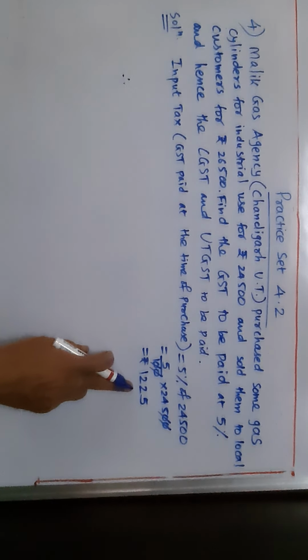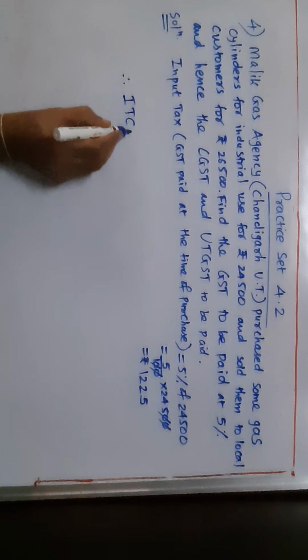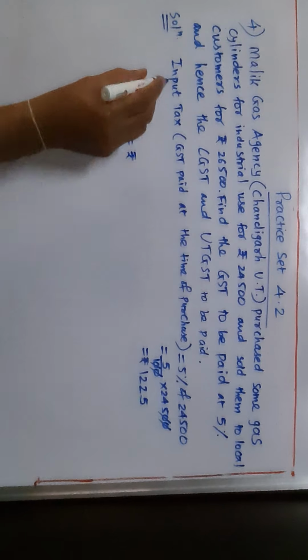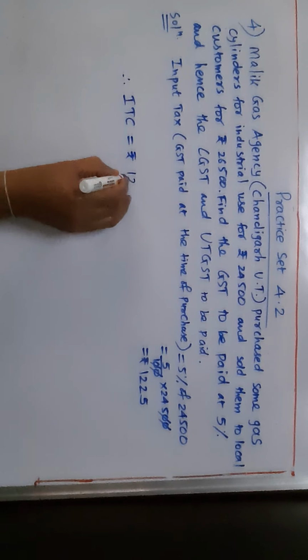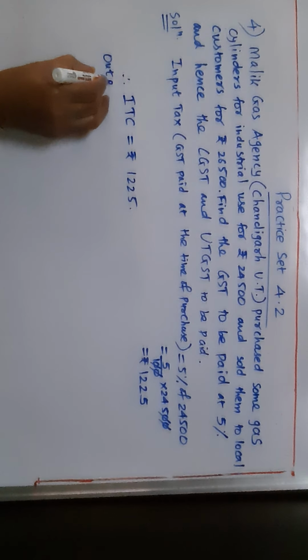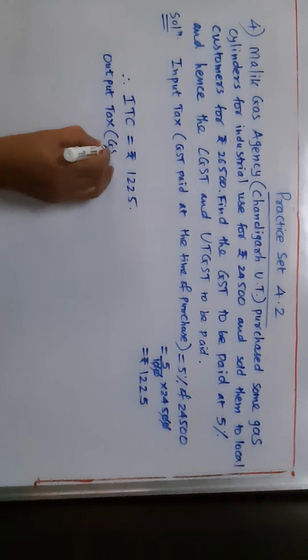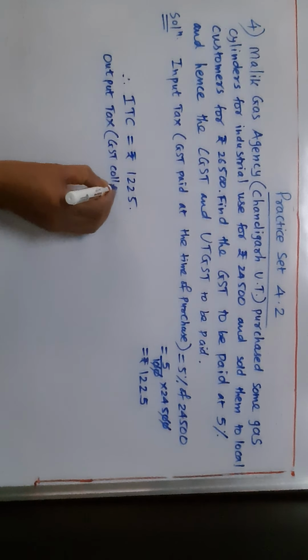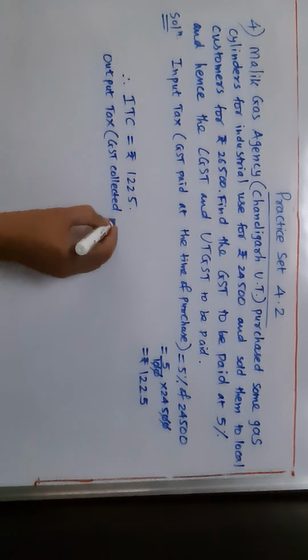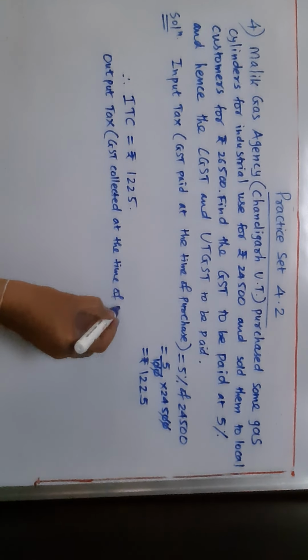This is already paid by Malik Gas Agency to the government. So that is why it is the tax credit, ITC. ITC for Malik Gas Agency is rupees 1,225. Now we will find the output tax. The definition of output tax: it is the GST collected, not paid, but collected at the time of sale. So we will find it out.